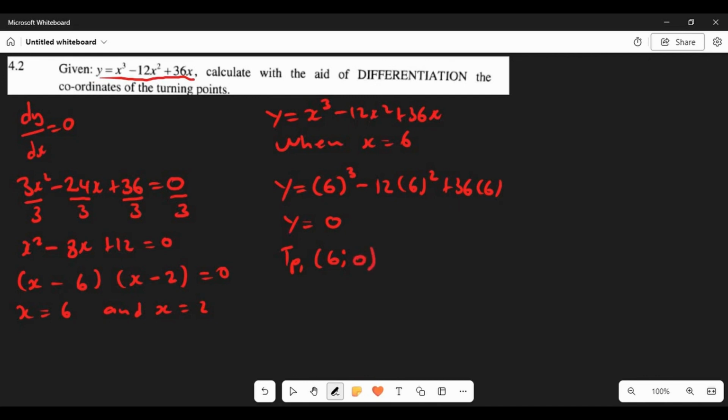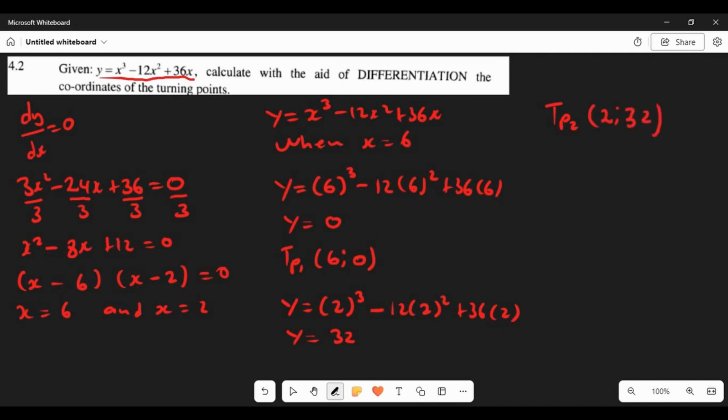Now it's time for us to do the second turning point here. We do the same thing. Wherever there is x, we substitute with 2 in the original formula. So we're going to say y is equal to 2 cubed minus 12 times 2 squared plus 36 times 2. When you put this on a calculator, y is going to be equal to 32. So this turning point, let's call it turning point number 2. If x is 2, then our y is going to be 32.